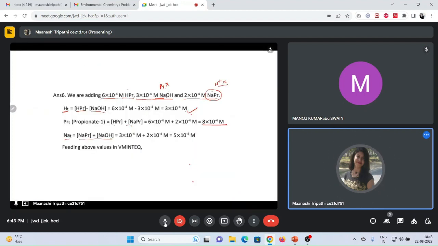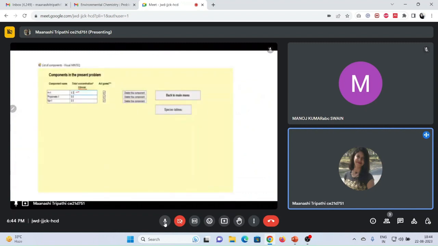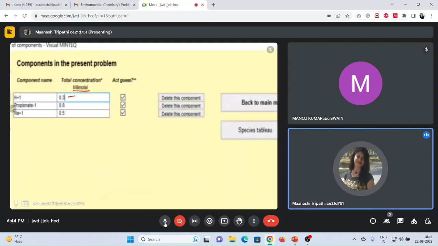Here all the things are in molar, but here the concentration is in millimolar. So either we should change the setting of Visual Minteq to millimolar or convert this into millimolar.